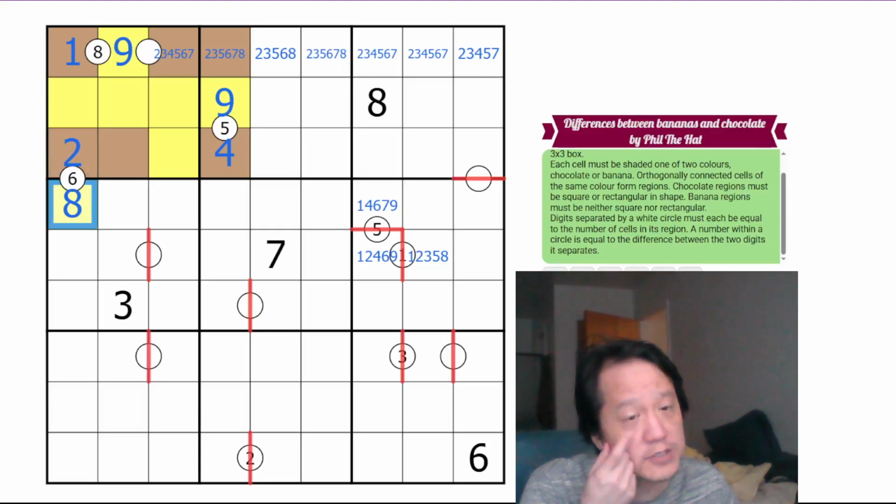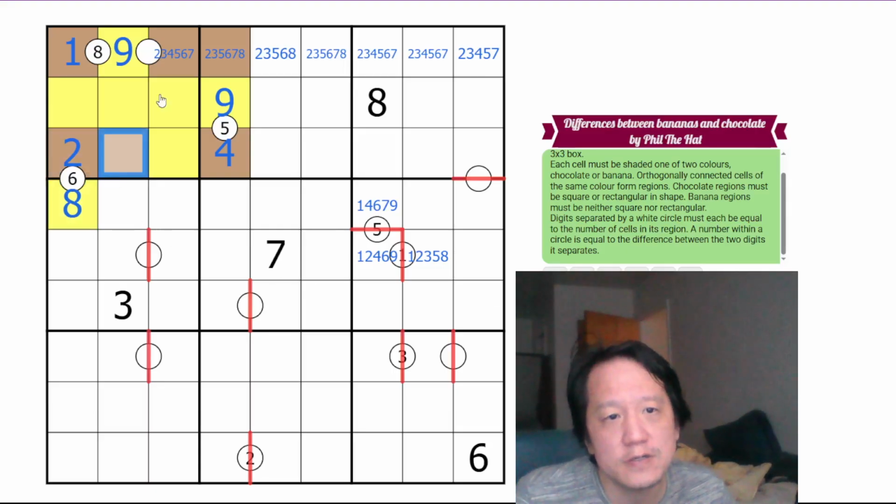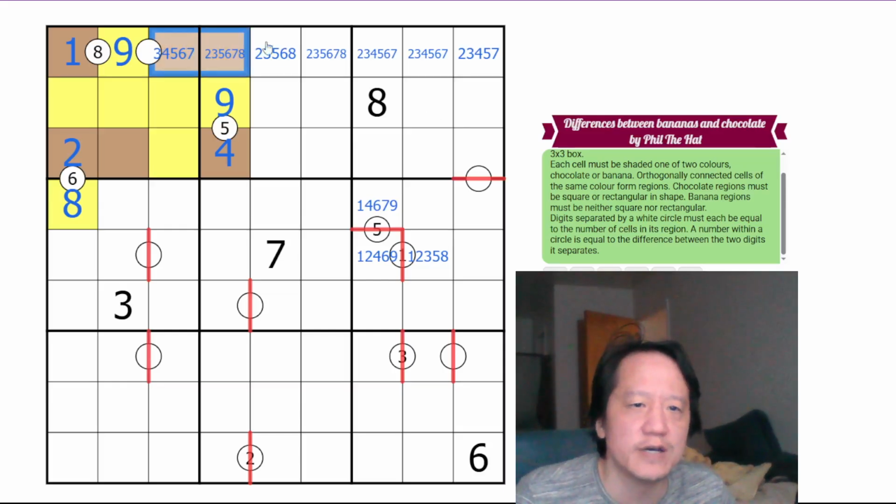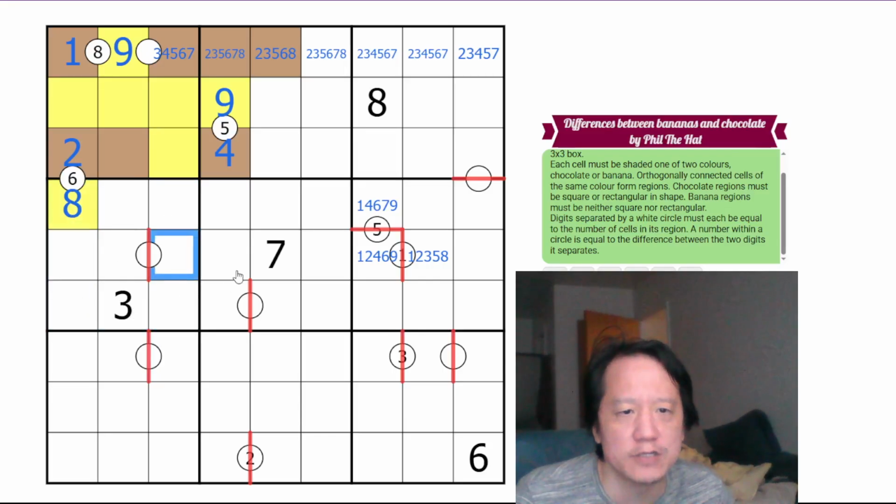That's 6 away from 8. That eliminates 2 in the rest of the box. So this must be at least a size 3 chocolate. This is size 9. This is not a square or a rectangle. 8 cannot be here. 8 cannot be here.